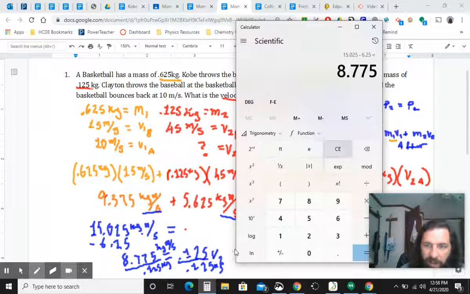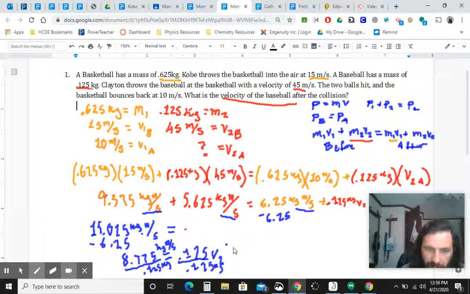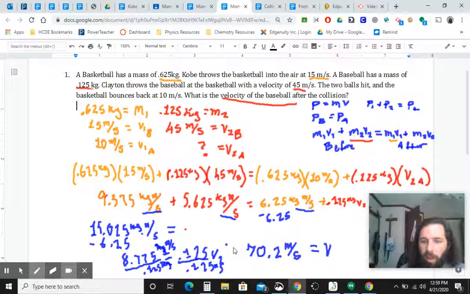All right, we have our 8.775. I'm going to divide that by 0.125, and that equals 70.2. So that means that V2 is 70.2, and we had kilograms, gone right there, gone over here. So we're left with just meters per second, which is good because we are talking about a velocity, and velocities should be in meters per second. So that's the velocity of our baseball after the collision.